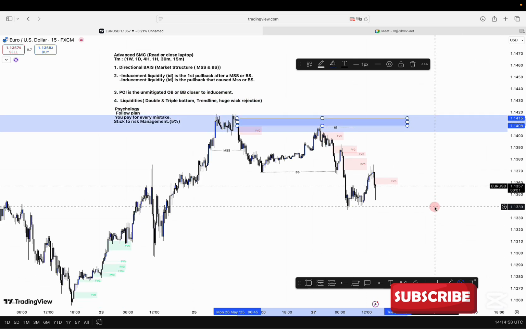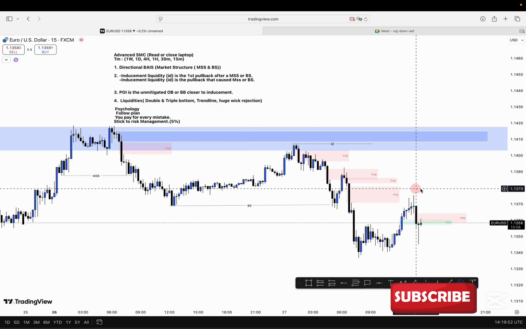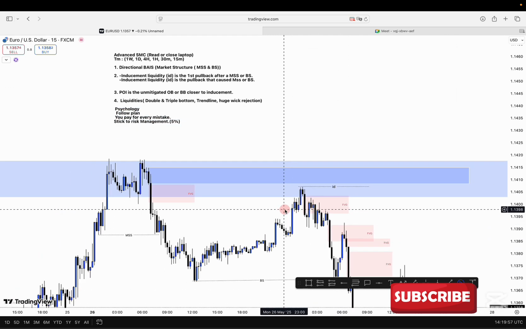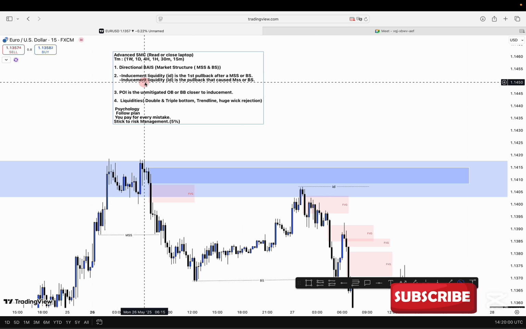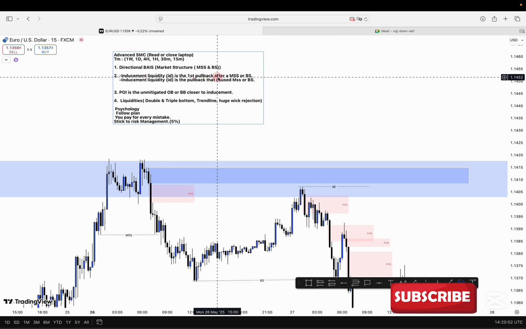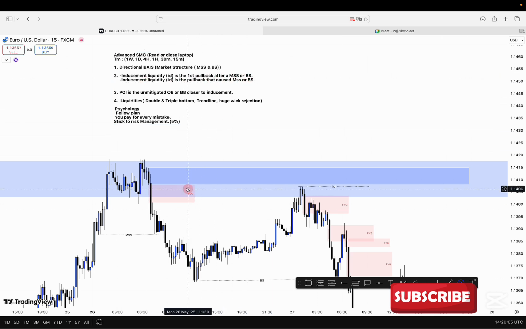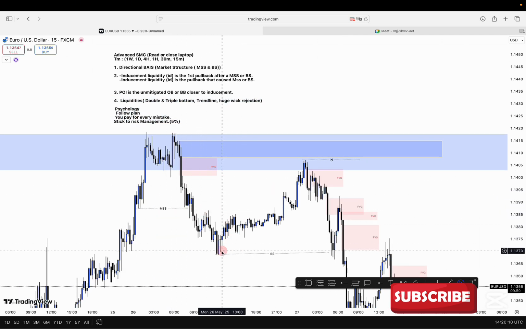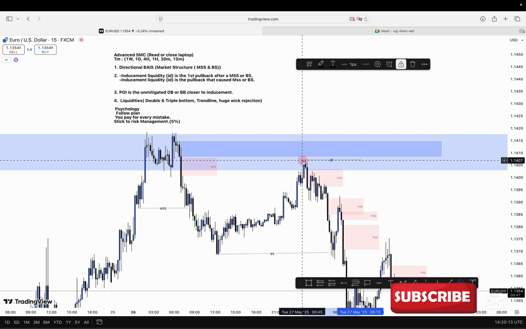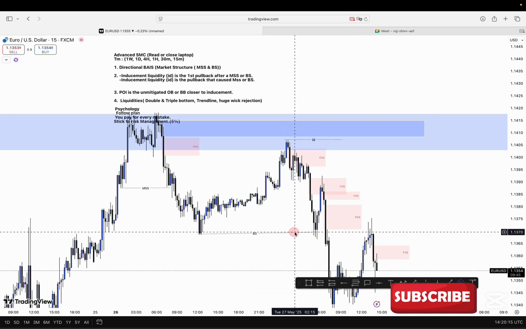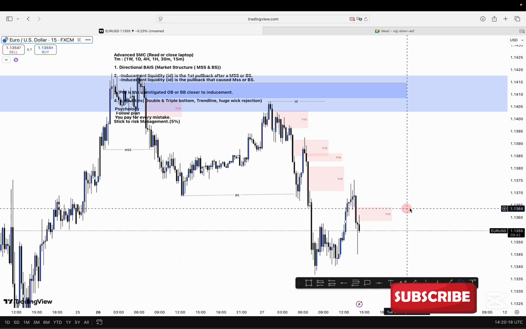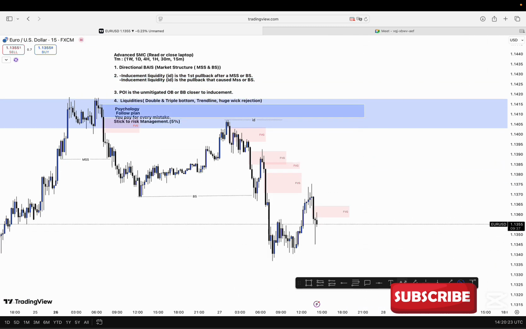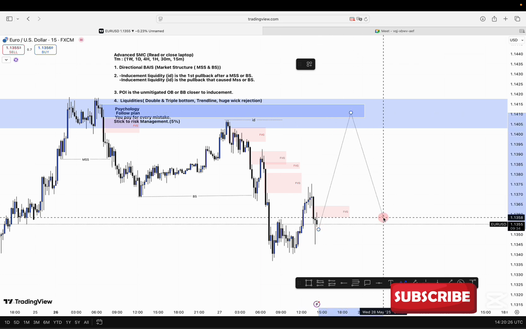So where will be my target? After identifying the market structure shift, the next thing you have to identify is your inducement. So we said inducement is the first pullback after a market structure shift or break of structure. So this is a market structure shift, and we have the first pullback here. This is our inducement. The inducement has actually caused the break of structure, and if price can rally to the top here, I'll be looking forward to sell.